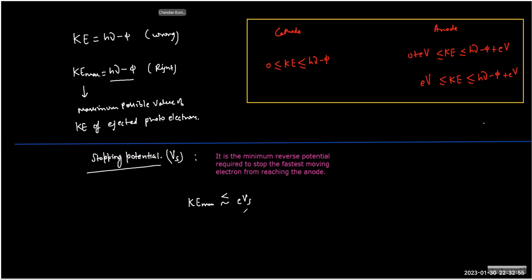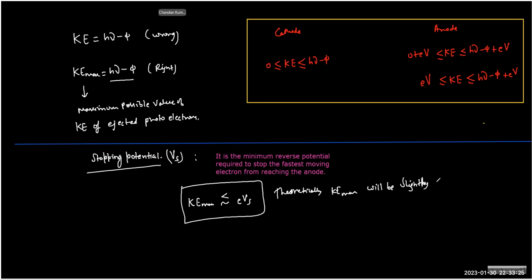Not on the equal side. It is roughly equal. Numerically, we always check equal to solve questions. But theoretically, KE max will be slightly less than eVs, right? Yes, sir.